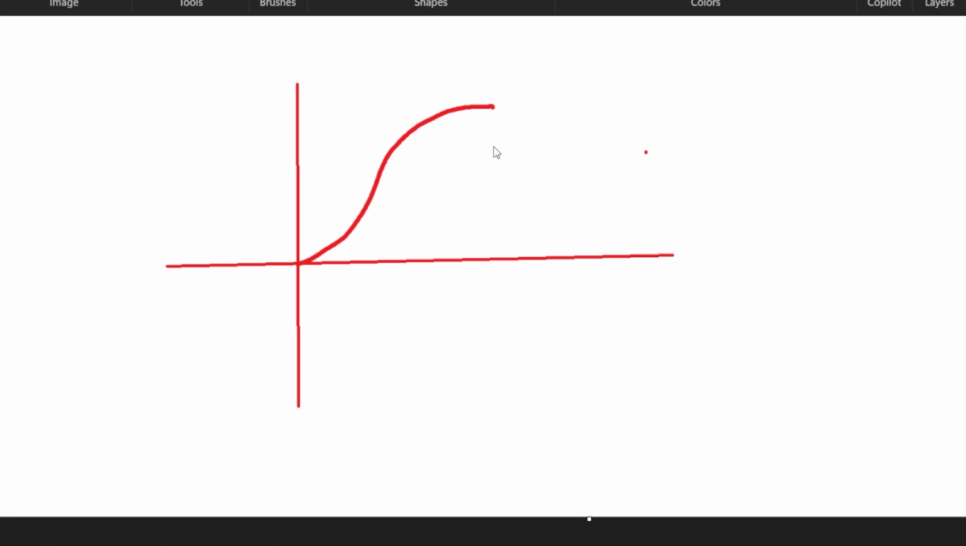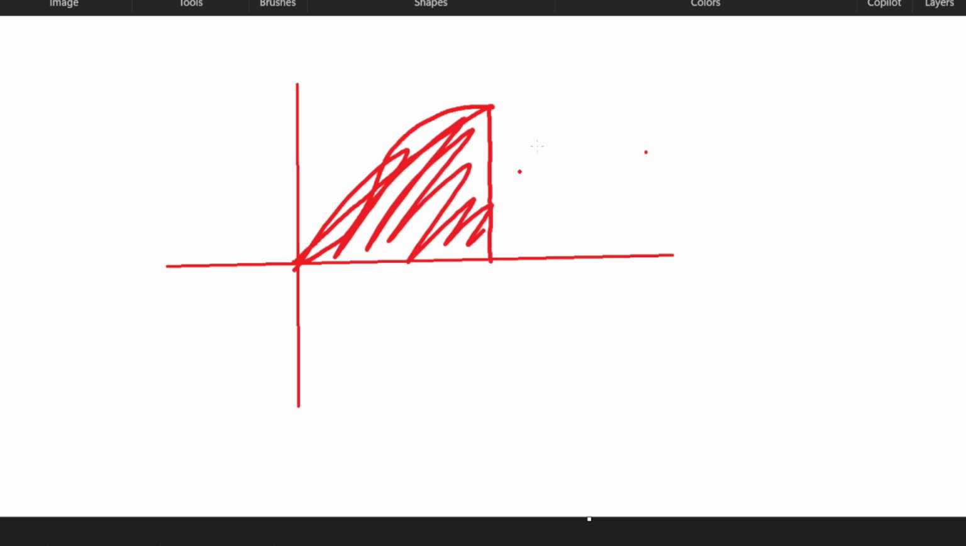Now, for a curved line like this, you can't get the exact value because you need calculus, but you can approximate it by just creating a basic triangle, and this will be approximately similar to the area.